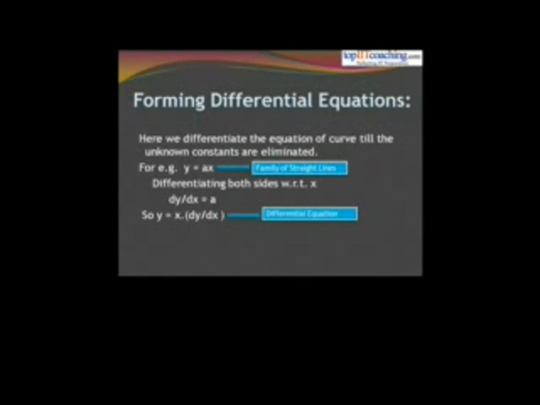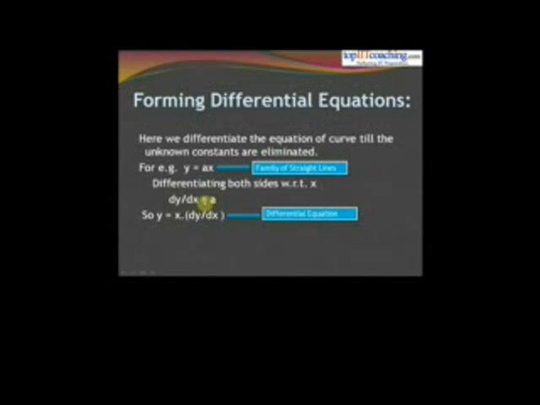So what we do is we differentiate this equation as many times as needed to remove those unknown constants. For example, if we consider the equation y equal to ax, this represents a family of straight lines. Here a is an unknown constant. So we differentiate both sides with respect to x. So dy by dx would be equal to a.